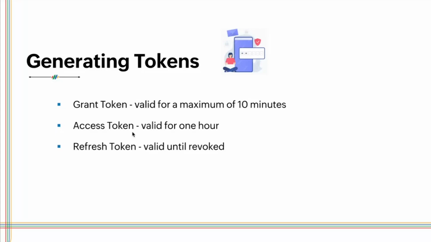So after 1 hour, this access token will no longer be valid, and you will not be able to make API calls to access contacts. So what happens is, again, you don't have to go through this flow of generating a grant token and then generating an access token all over again.